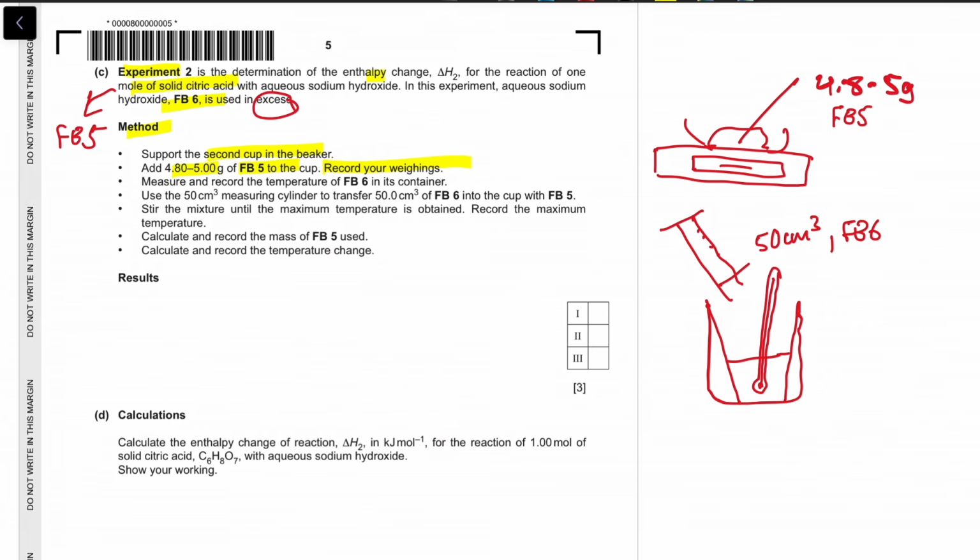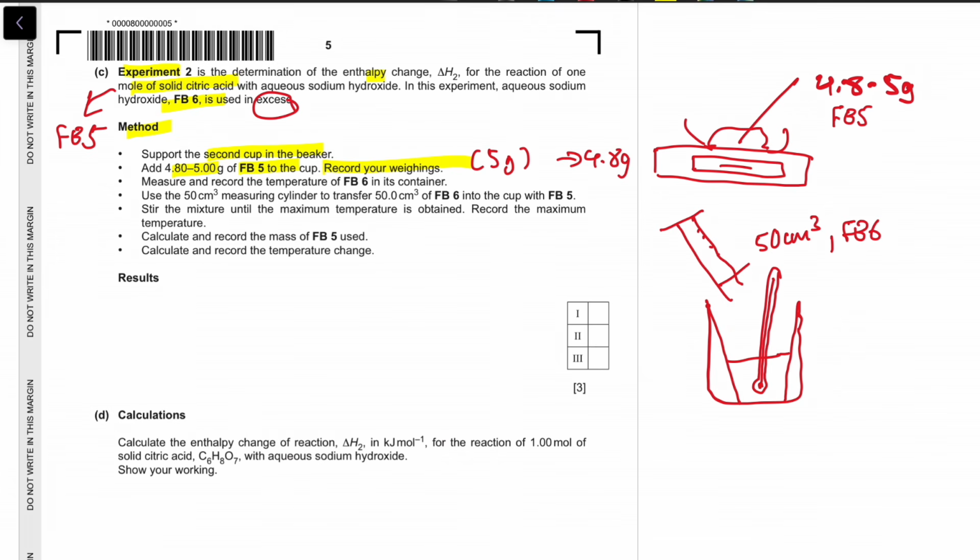Now, how we're going to do this is we are going to add the 4.8 to 5 grams of our solid citric acid to the container and then weigh it before, transfer it, weigh it after to see how much has been transferred, but it should be around 4.8 to 5 grams. So it would be best to transfer 5 grams so that any transfer will ensure that it goes no lower than 4.8 grams.